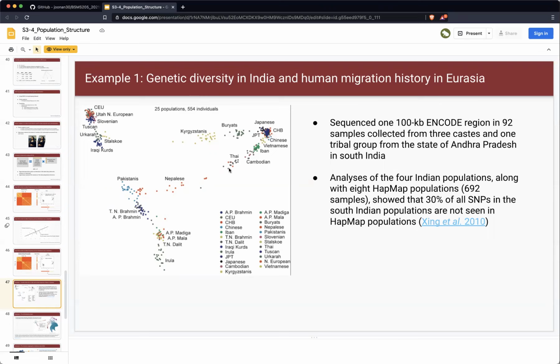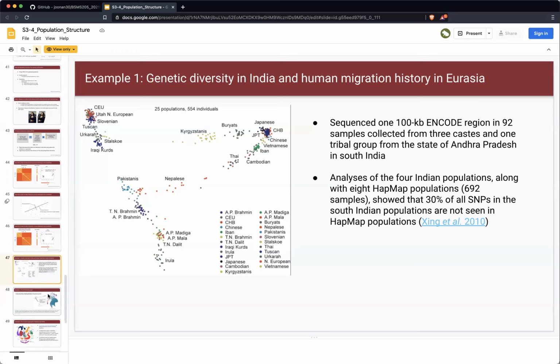So Thai people cluster with each other. Cambodians cluster with each other. Vietnamese cluster with each other. Japanese cluster with each other. And Pakistani, the Nepal people, Kyrgyzstan, or the European people, they cluster with each other, because the population difference is explaining the largest variance in a PCA. So if you're looking at PC1 and 2, that has to be well represented in a PCA situation.